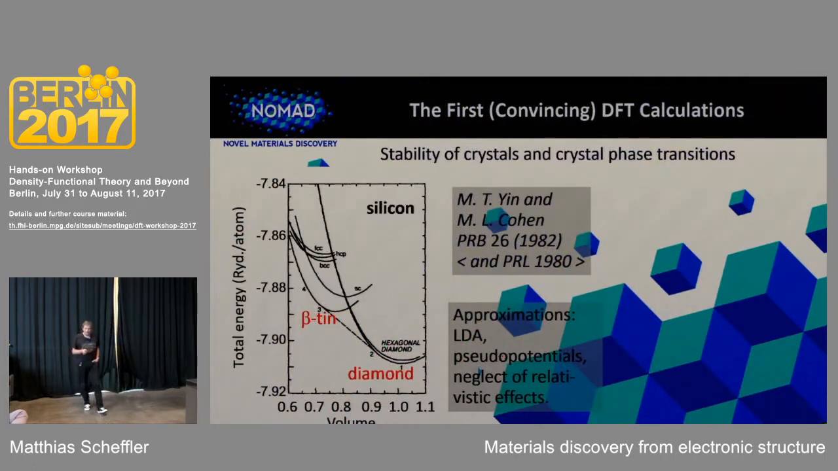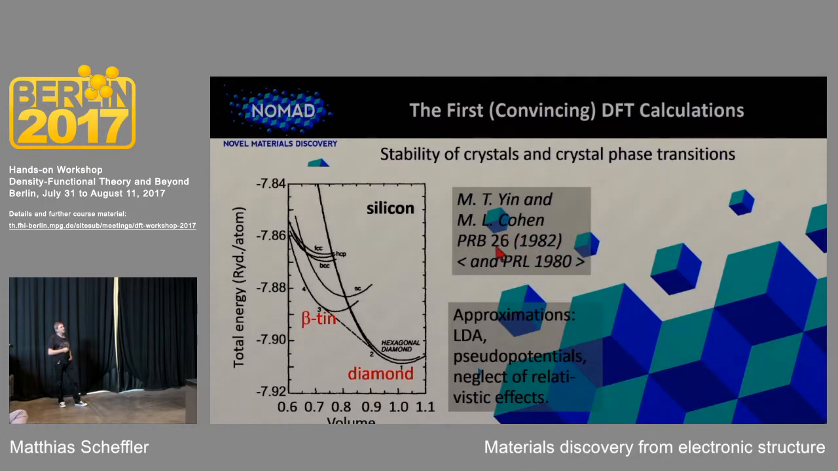Let me show you what I think is still very impressive, which are the first calculations in density functional theory. In fact, these are the calculations which convinced me to enter this field. And if we think about what people had done in 1980 or before, and what we are doing now, I think we are still very much on the same track as people before you guys were born. So what Yin and Cohen have done in 1982, actually there was a paper in 1980, but there were a lot of mistakes in it.